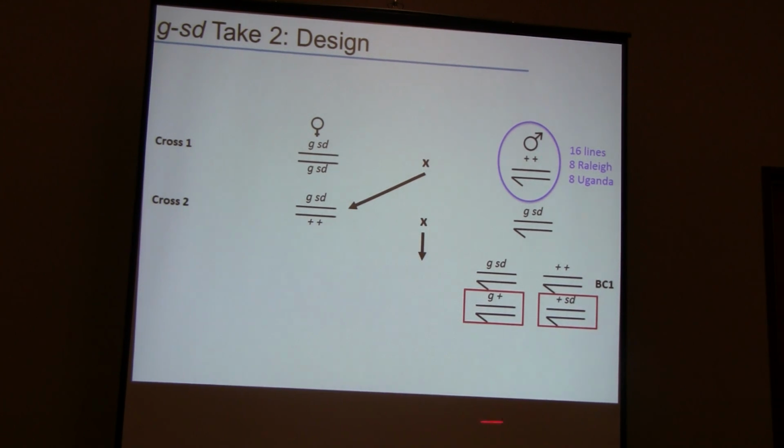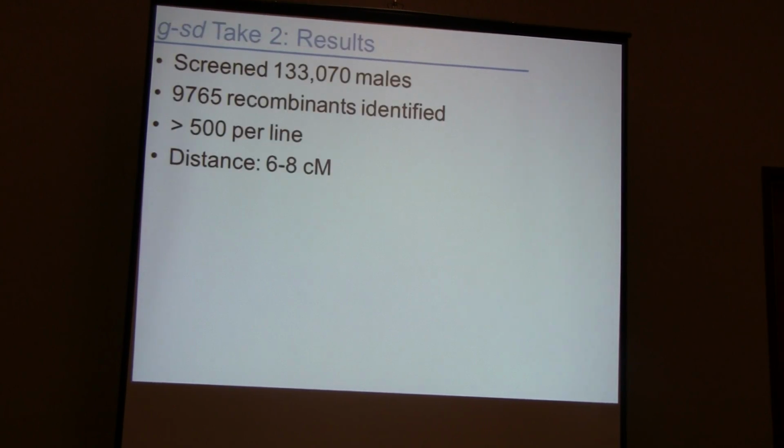So we do this set of crosses 16 times to generate recombinant males. We screened about 130,000 males, and we identified just shy of 10,000 recombinants finally. We got about 500 recombinant males for each one of those 16 lines in that first cross. The recombinational distance between garnet and scalloped in each of these 16 crosses is hovering around the published distance of 7 centimorgans.